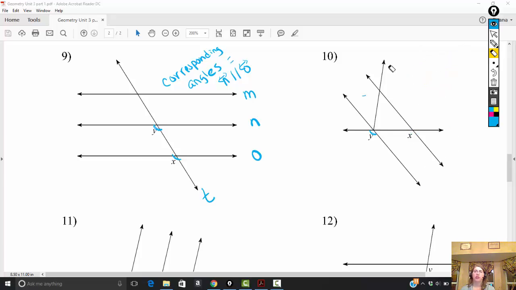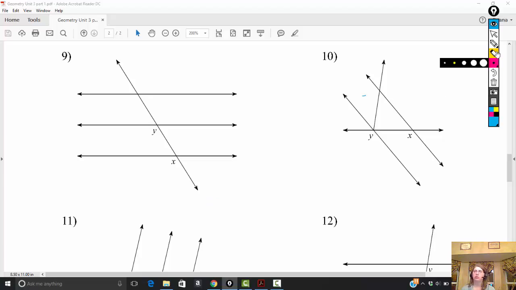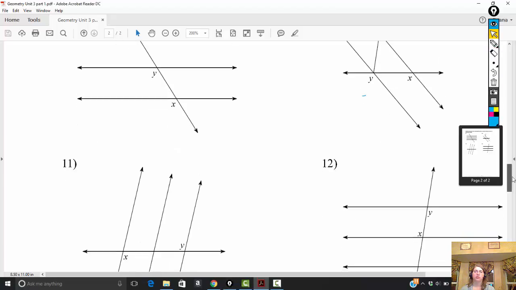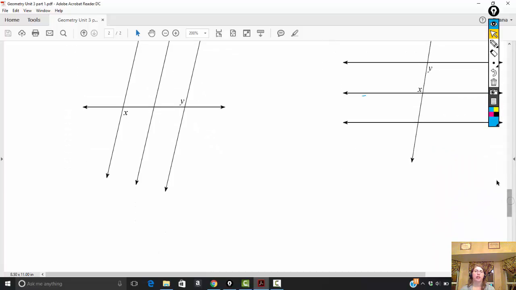Let me scroll down through here and see if I see another interesting one that I would like to share with you as we go through. You guys did really good on this, so I'm not too worried. Click the wrong thing. Here we go. And this one right here, let's look at this one.